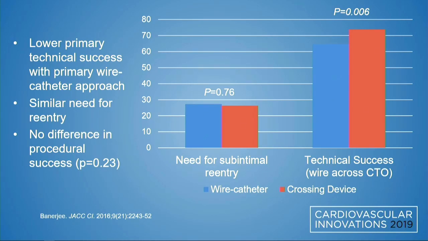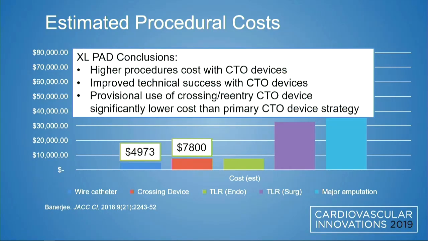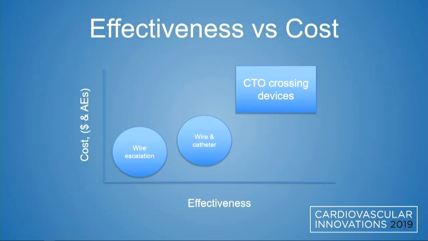There was lower primary technical success with a primary wire catheter approach, but similar need for reentry and no difference in procedural success. And I think the takeaways from this study from XLPAD was that there were higher procedural costs with these reentry devices and CTO devices in general, with improved technical success, and the most cost advantageous strategy was provisional use of these devices, which can be helpful in significantly lowering costs than a primary CTO device strategy.